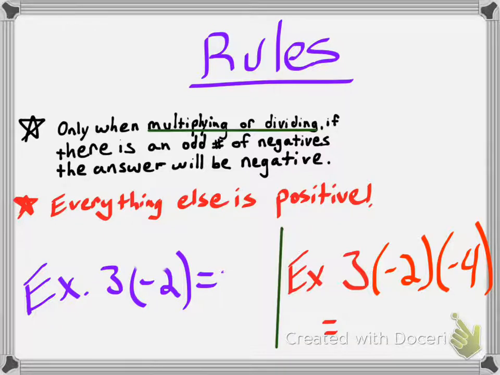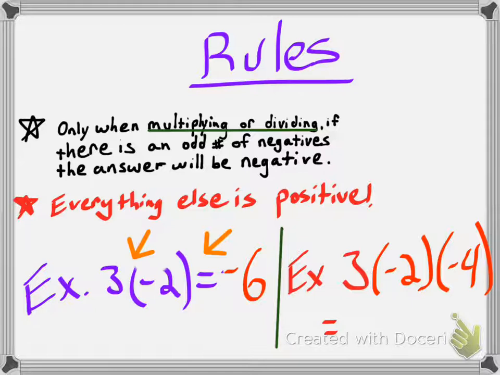So in other words, right here, how many negatives are there? There's only one. 3 times -2. Because that's an odd number of negatives, since there's only one negative, your answer is going to be negative. And then you just multiply. 3 times 2 is 6. It's easier sometimes to do the negatives first, get them out of the way, and then do the numbers.